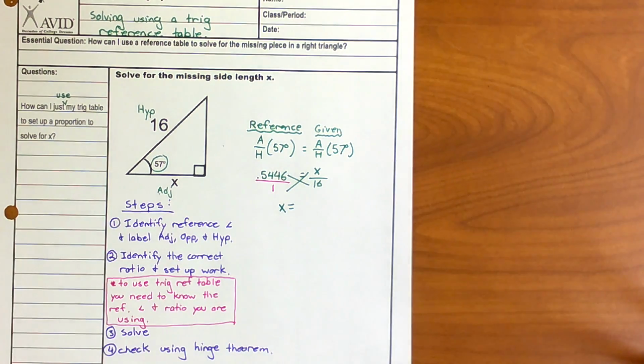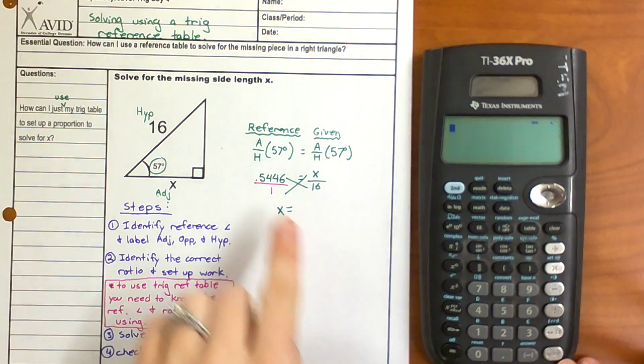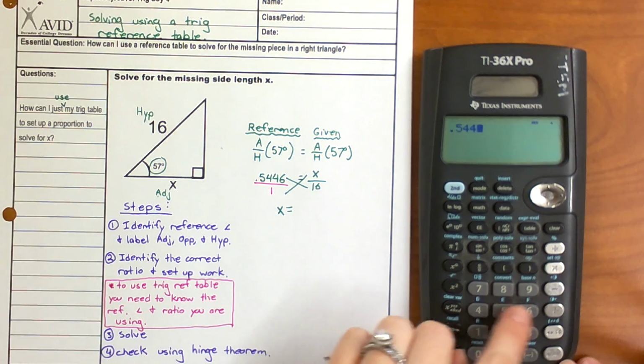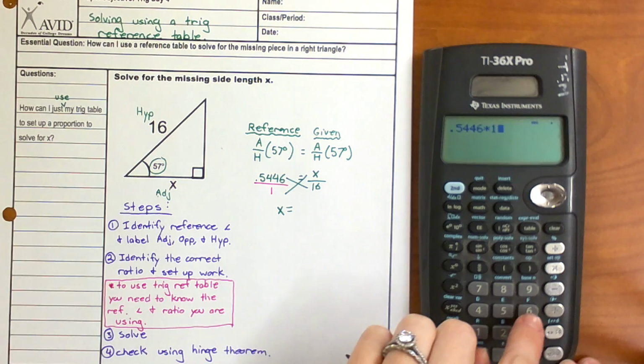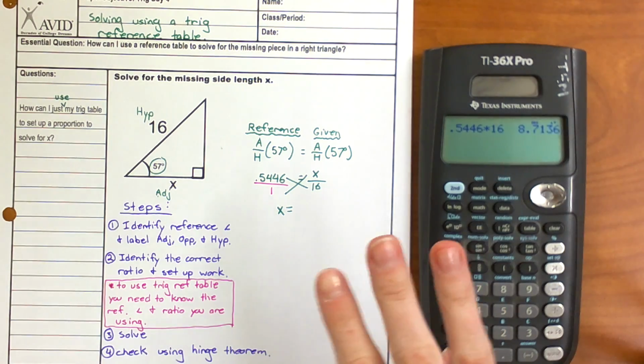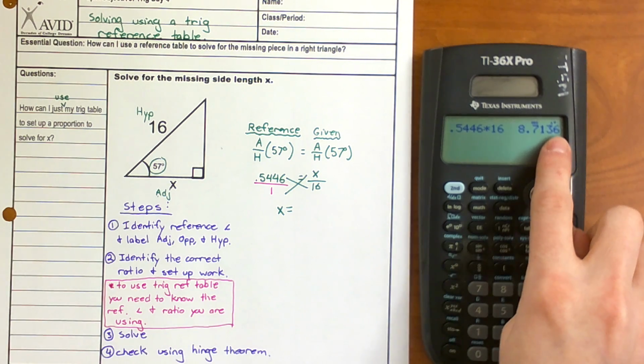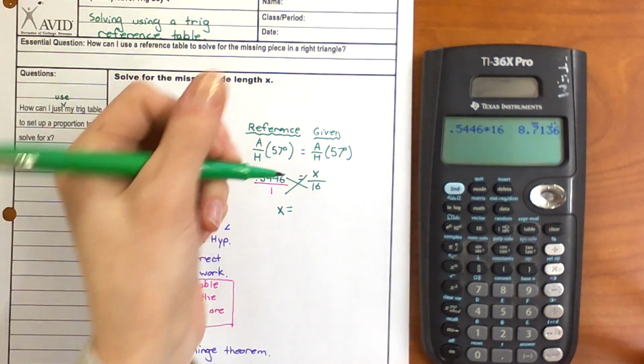And then on the other side, when I go to multiply this, I am going to do 0.5446 times 16. So I get this big long number. I know we normally say 3 decimal places, but since it's a terminating decimal and I only need to go 1 more in order for it to be exactly correct, I'm going to go ahead and include that 6.